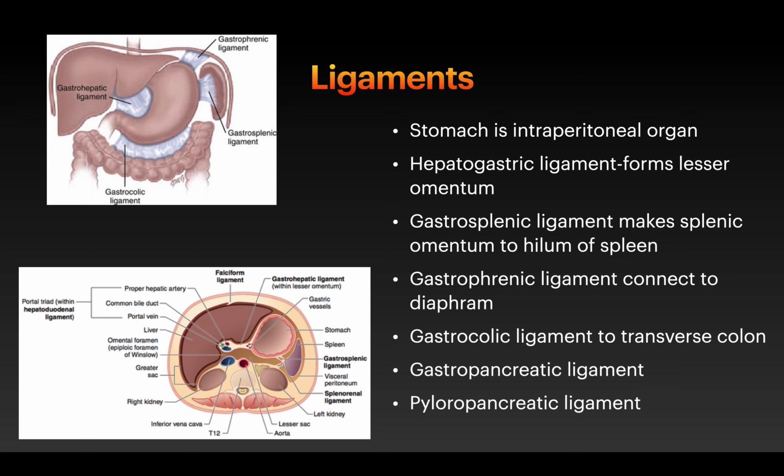The stomach is an intraperitoneal organ, important to remember, and it has a bunch of ligaments. It connects to the liver, and the hepatogastric ligament does form the lesser omentum, and it attaches to the diaphragm and the spleen, and there's going to be a connection to the transverse colon as well. Behind the stomach is the connection to the pancreas by the stomach and the pylorus. So there's the gastropancreatic ligament along with the pyloropancreatic ligament.